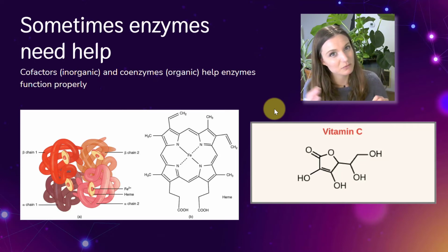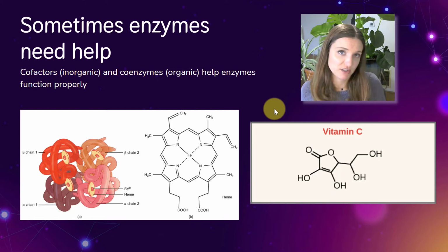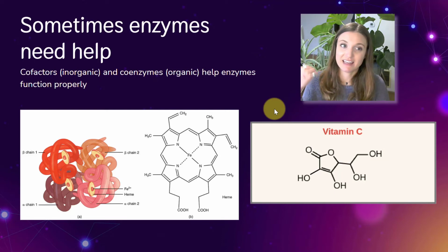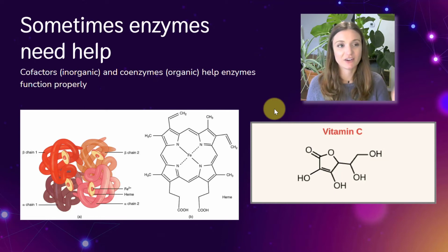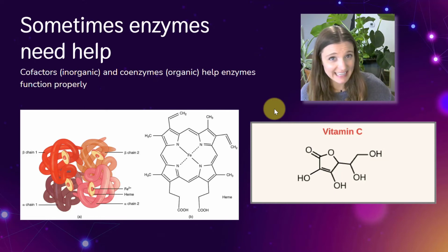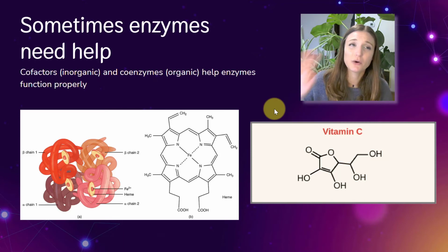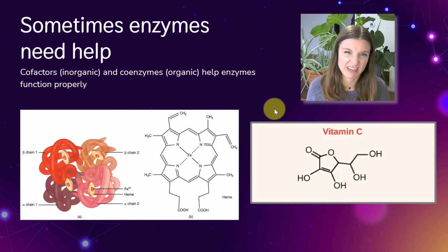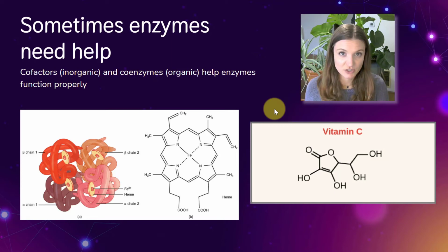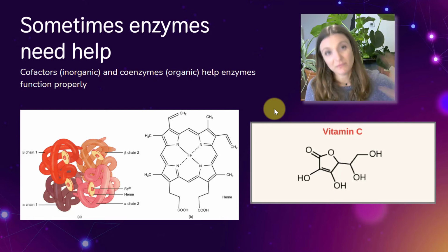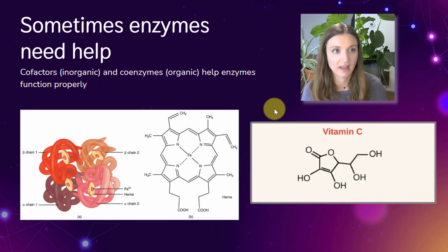So enzymes will often function more efficiently with cofactors and coenzymes. Okay, so cofactors are inorganic molecules, usually metal ions, often zinc, iron, magnesium, things like that. And coenzymes are organic, often vitamins, like vitamin C is a coenzyme that helps to build up collagen molecules in the extracellular matrix, right? So vitamin C is a coenzyme that helps the enzyme itself that builds collagen. Vitamin C helps that enzyme function properly, okay?